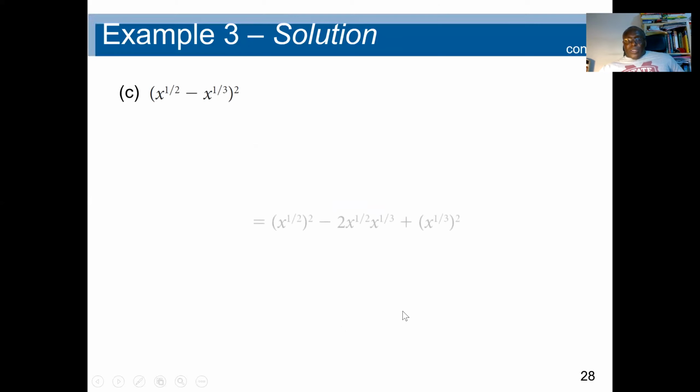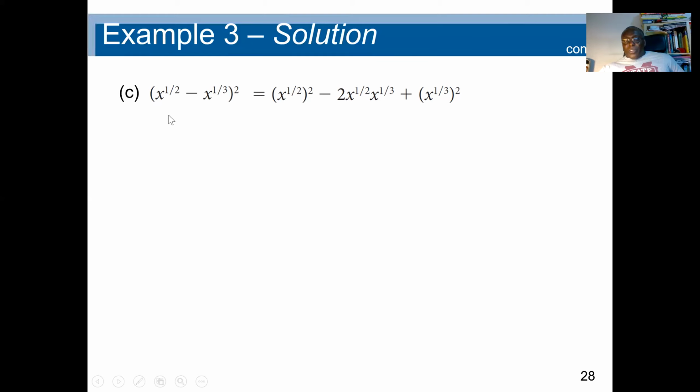So the last one, again, we have everything here raised to the power 2. So I'm going to use the power 2 to multiply all the powers in the parentheses, and that's what we did here. So I get x to the power half times 2, minus 2 x half times x 1/3 plus x 1/3, and then x 1/3, because this is a perfect square.